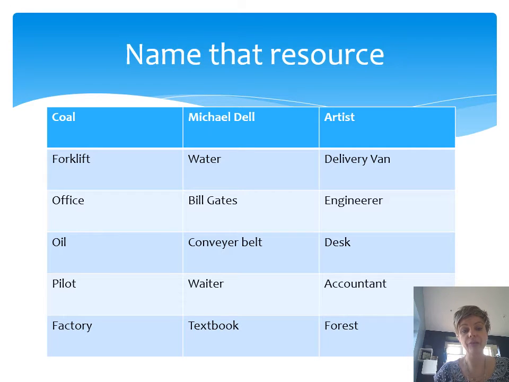So let's do the first 3 together. Coal is, if you chose land, you are correct. Michael Dell, the owner of the business Dell Computers, is? If you chose entrepreneurship, you're correct. An artist is? Well, this could be either human resources or entrepreneurship. If the artist is hired by a company to work for them as a graphic artist or somebody like that, it would be human resources. If the artist is just working for themselves, then they would be considered an entrepreneur. See how well you do with the other ones on this slide.